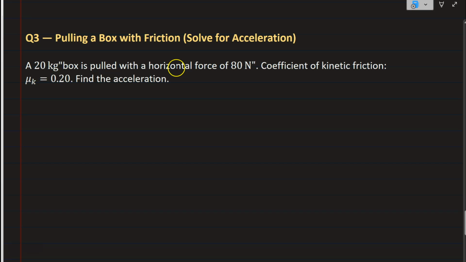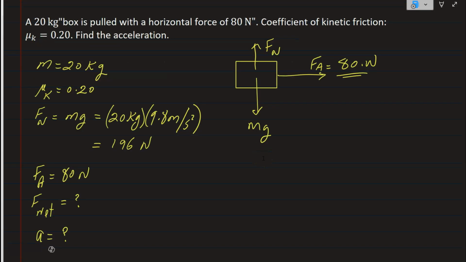Pulling a box with friction, solve for acceleration. We've got a 20 kg box that is pulled with a horizontal force of 80 Newton. The coefficient of kinetic friction is 0.2. Find the acceleration. Okay, so this is a little bit involved. So let's start with the free body diagram again. Okay, so here it is. We have mg coming down. We have all the necessary information written on the left-hand side as a column. We have a free body diagram.